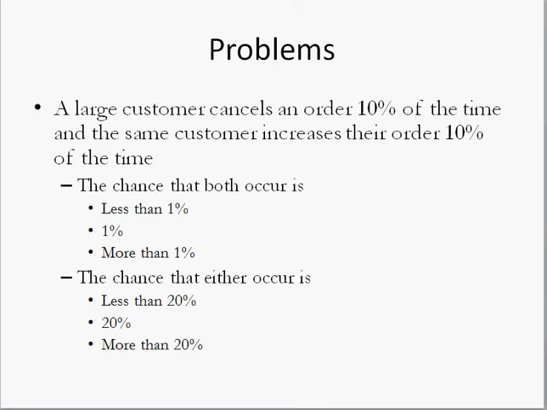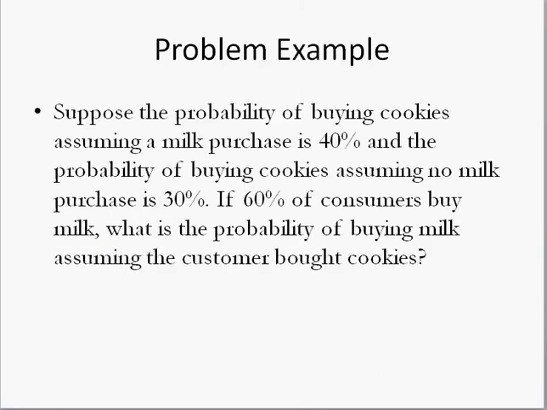So now that we're thinking about calculating contingency tables, and we practiced it a little bit, now the trick is going to be to take an arbitrarily stated probability problem and reverse the conditional. So here's an example of that. Suppose the probability of buying cookies assuming a milk purchase is 40%, and the probability of buying cookies assuming no milk purchase is 30%. If 60% of consumers buy milk, what is the probability of buying milk assuming the customer bought cookies?